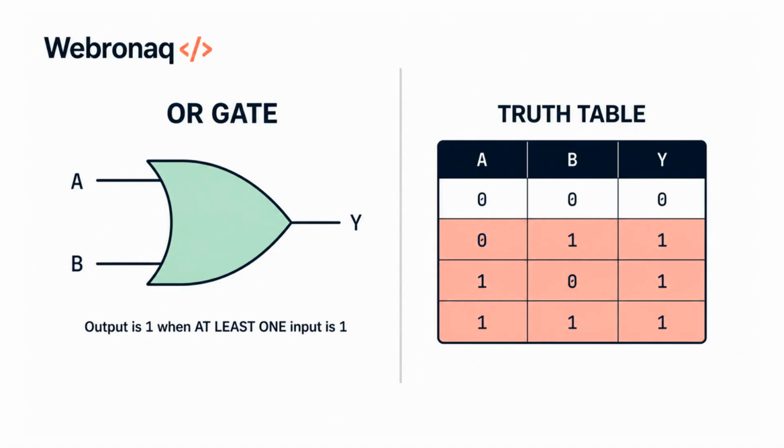Think about how you unlock your phone. You can unlock it with your fingerprint, or with your face, or with your PIN. You don't need all three. Any one of them is enough. That's an OR gate in action.